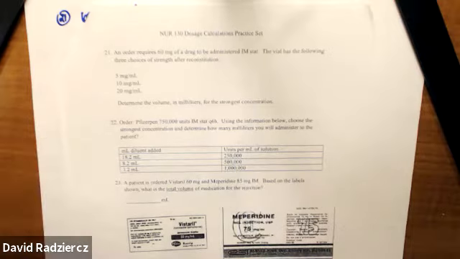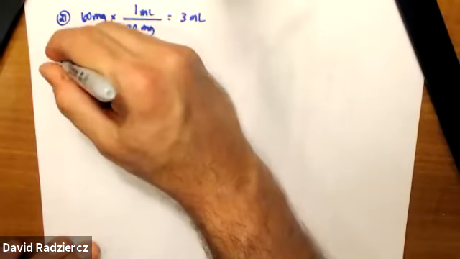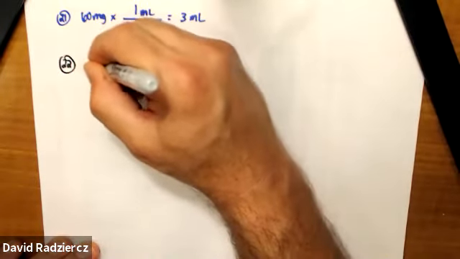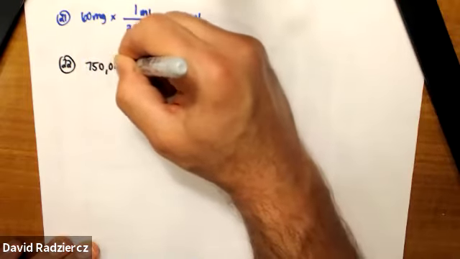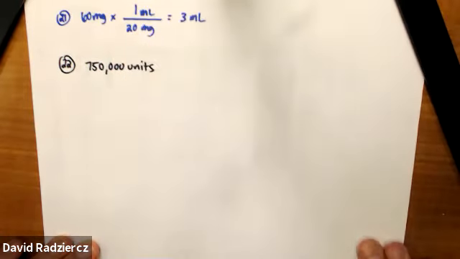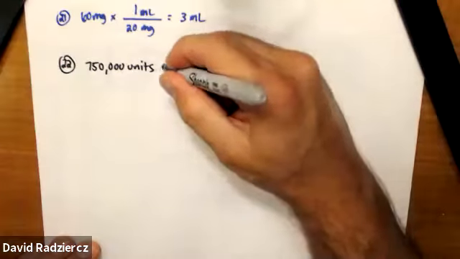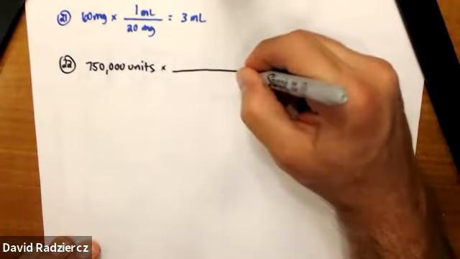So for solving this question, 22, you're going to take your order, which was the 750,000 units. And then you're going to multiply by the strongest concentration.